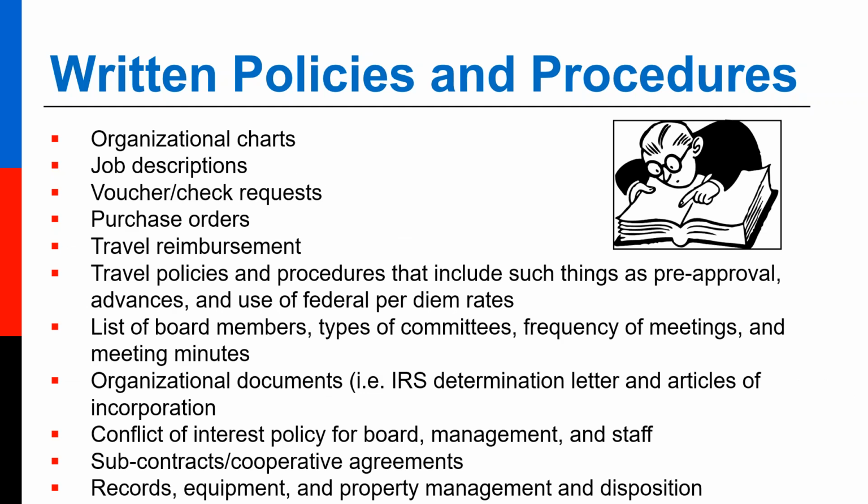And then finally, each organization should have written policies and procedures, including any needed forms and documents for the following situations or circumstances. So organizational chart, job descriptions, voucher check requests, purchase orders, travel reimbursement, travel policies and procedures, which include things such as pre-approval, advances, use of federal per diem rates or the agency rate, list of board members, committees, frequency of meetings and meeting minutes, organizational documents such as the IRS determination letter and articles of incorporation, any conflict of interest policy for the board, management, and staff, subcontracts and cooperative agreements, and lastly, records, equipment, property management, and disposition.